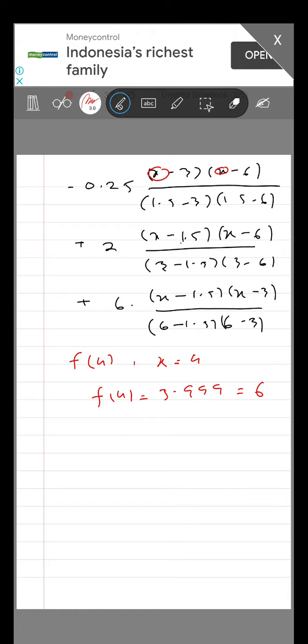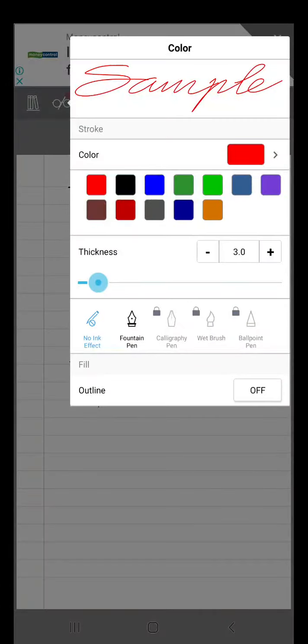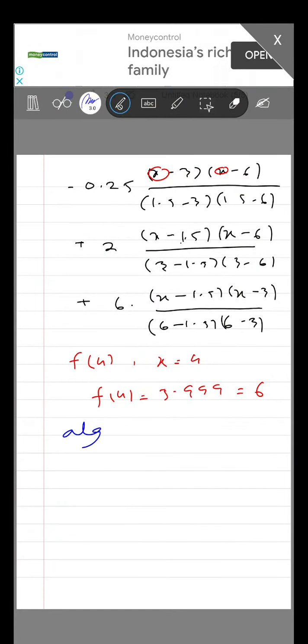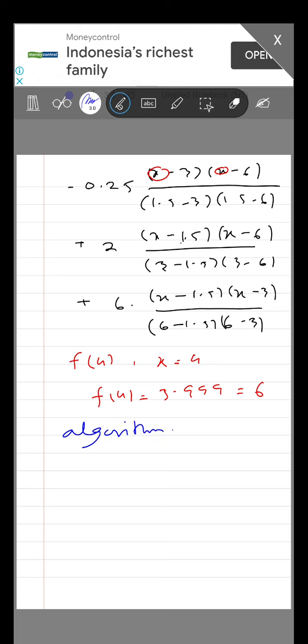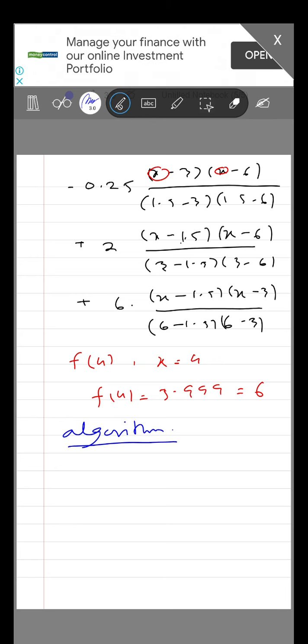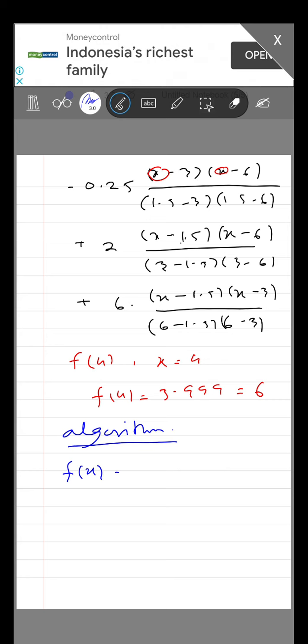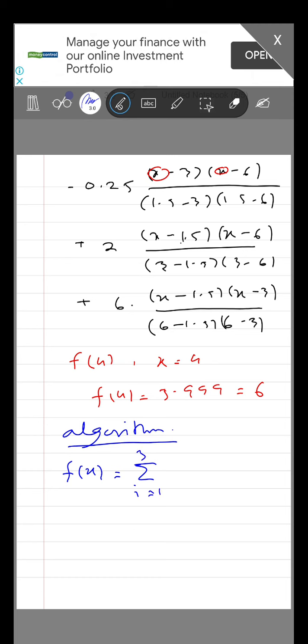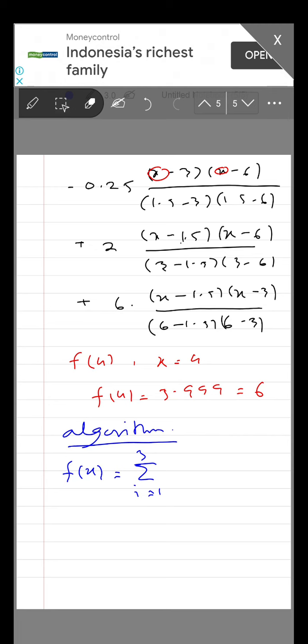Now this is the arithmetic part. What about the algorithm? The algorithm can be presented in the following way. First, we need to find the value of x. Let's take the previous example, where i is equal to 1 to 3. So let's write the function once again. Fx is equal to, first there is a summation from i is equal to 1 to n, for example. This can be more than 3 also.